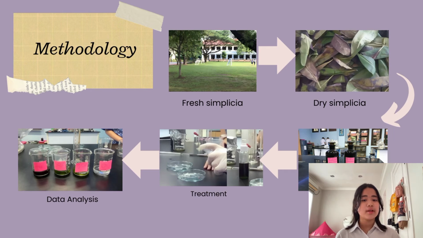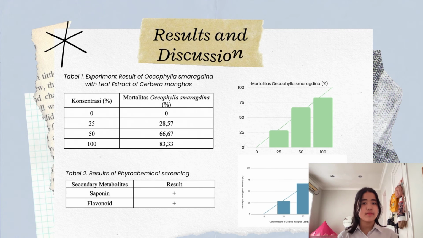We had done phytochemical screenings for saponin and also flavonoid. After the experiment, the mortality of Oecophylla smaragdina was found at different concentrations of leaf extract. At 0% extract concentration, there were no deaths in ants. Then, the 25% extract concentration showed a mortality of 28.57%. Extract concentrations of 50% and 100% killed 66.67% and 83.33% of the ant samples, respectively.